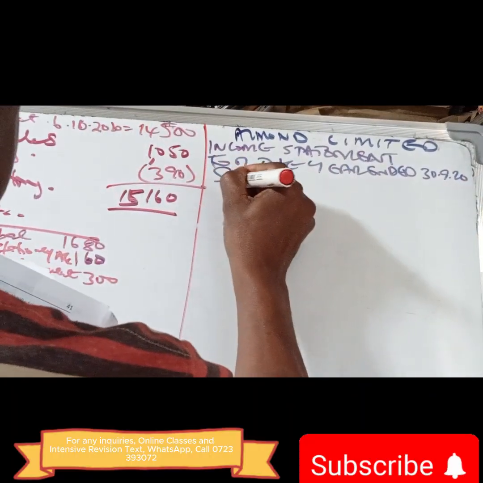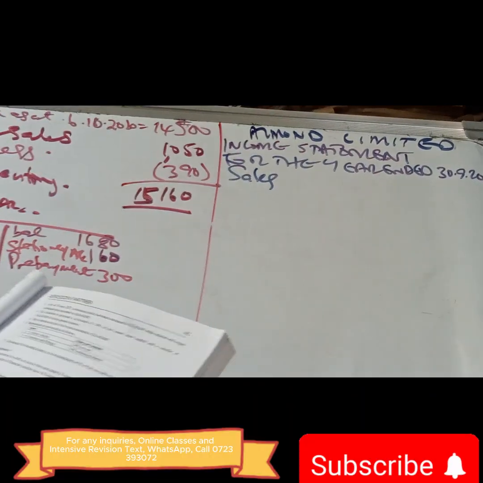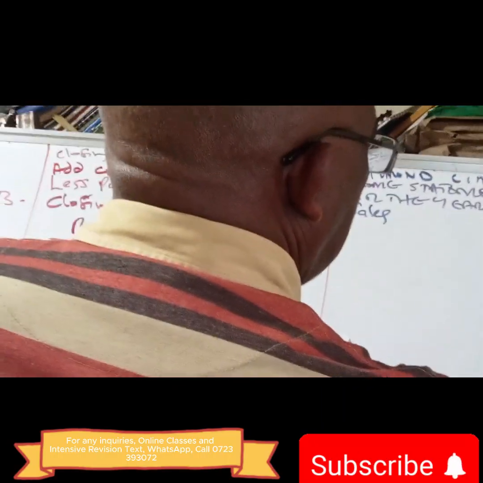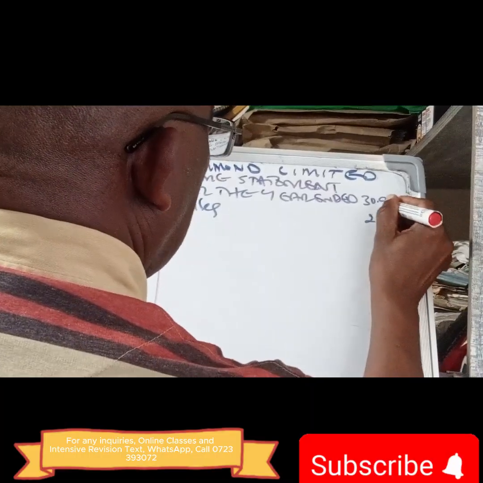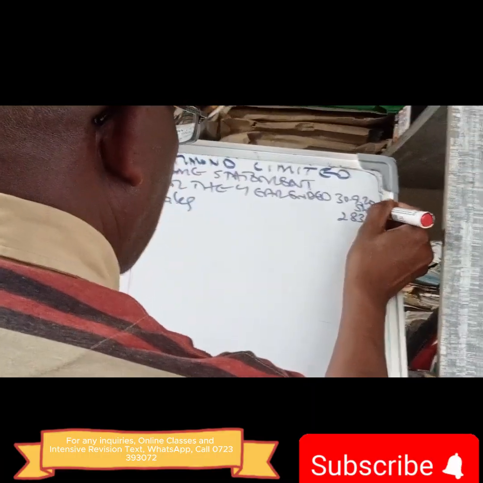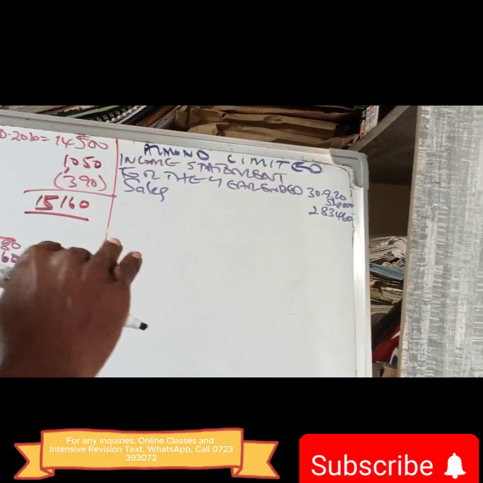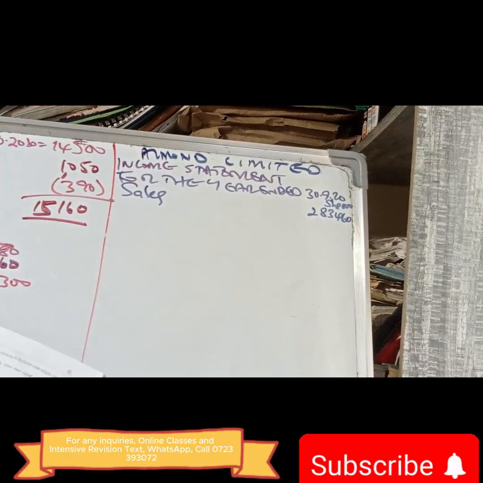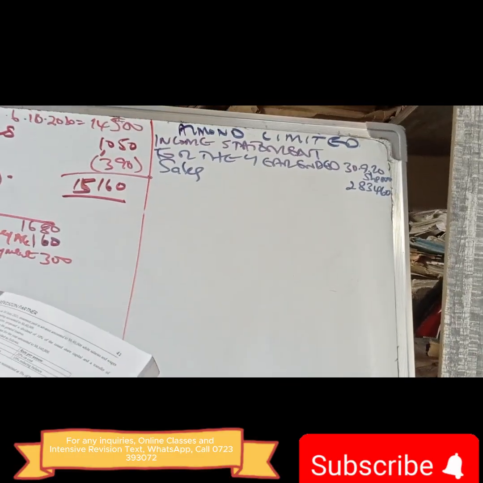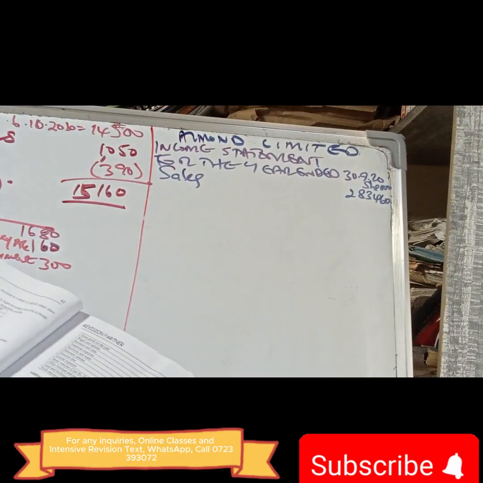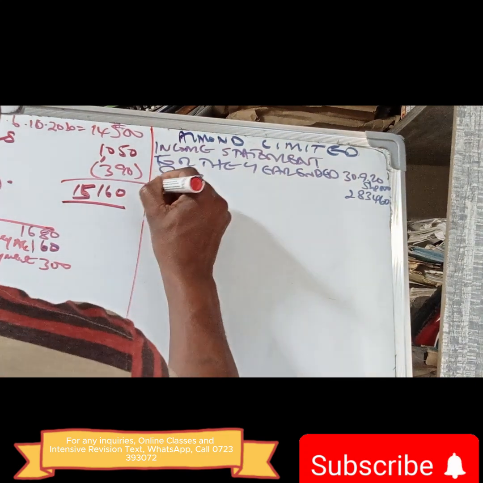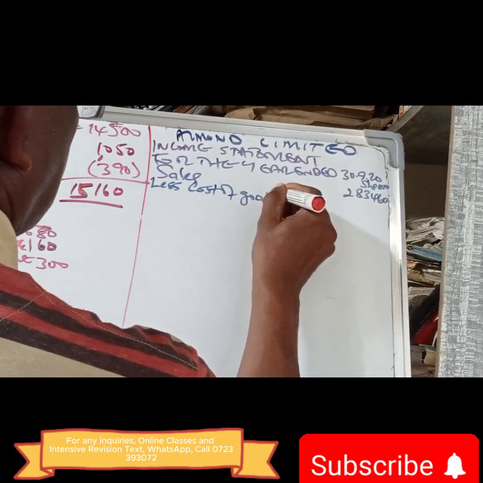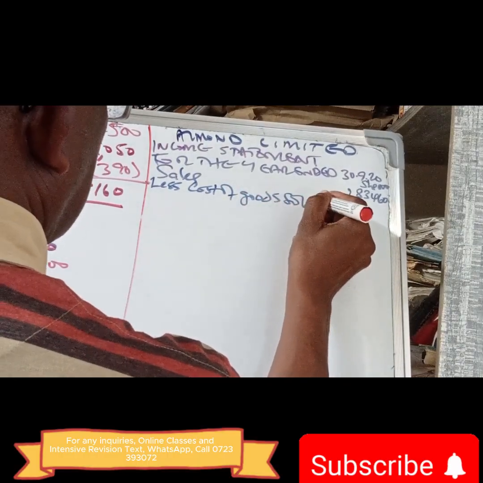And we start with our sales. What is our sales? Our sales is 283,460. Always carry the format in your head and ask yourself, what is the next step? After sales, you always say less return inwards or sales returns. But we don't have sales return in the question. So we say less cost of goods sold.